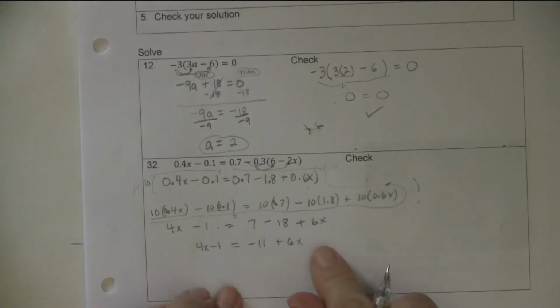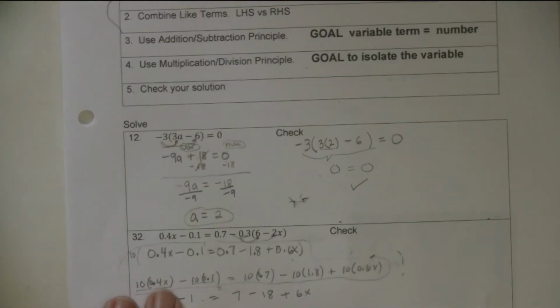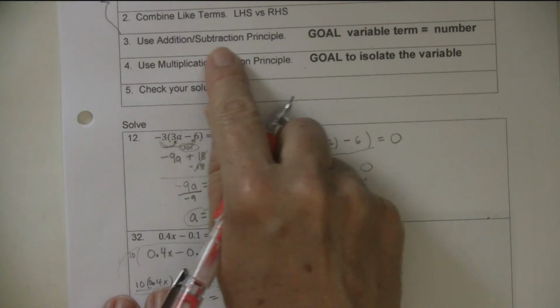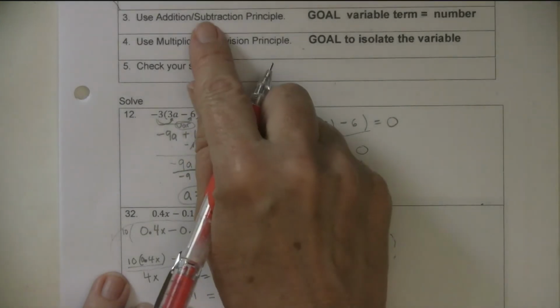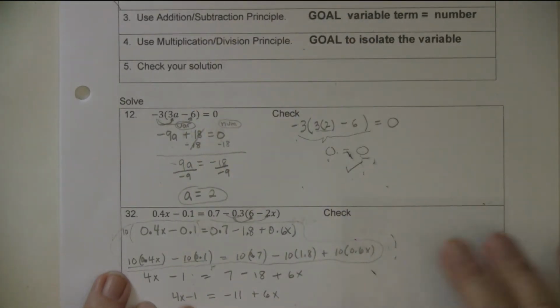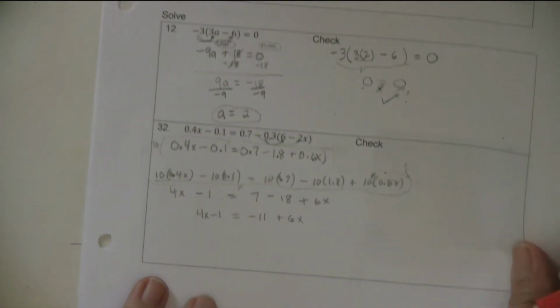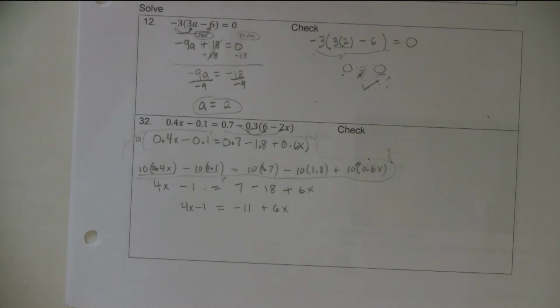And now I notice I got variables on both sides, and I got numbers on both sides. And remember my goal in step 3, because this is as simple as this will get, and this is as simple as this will get. My goal in step 3 is to get the variable on one side and the number on the other. And you could choose whichever side, since the variable's on both sides, to put the variables. You can choose whatever side you want to put the numbers. You'll get the same answer.